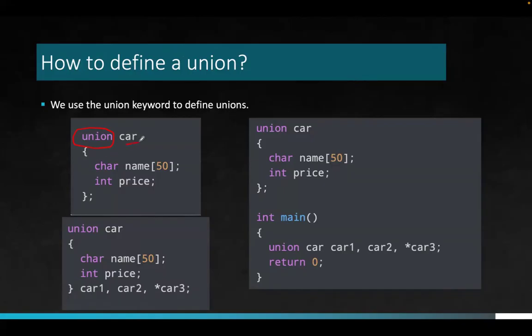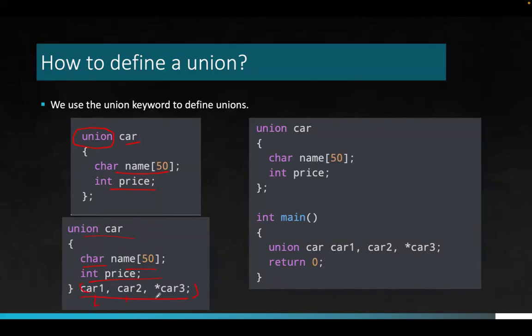And the union name is car. Character is character name and int price. This is one way to define a union. Another way of defining a union is: union car, character name 50, int price, car 1, car 2, and reference variable *car 3. So these are the three different types of union variables.